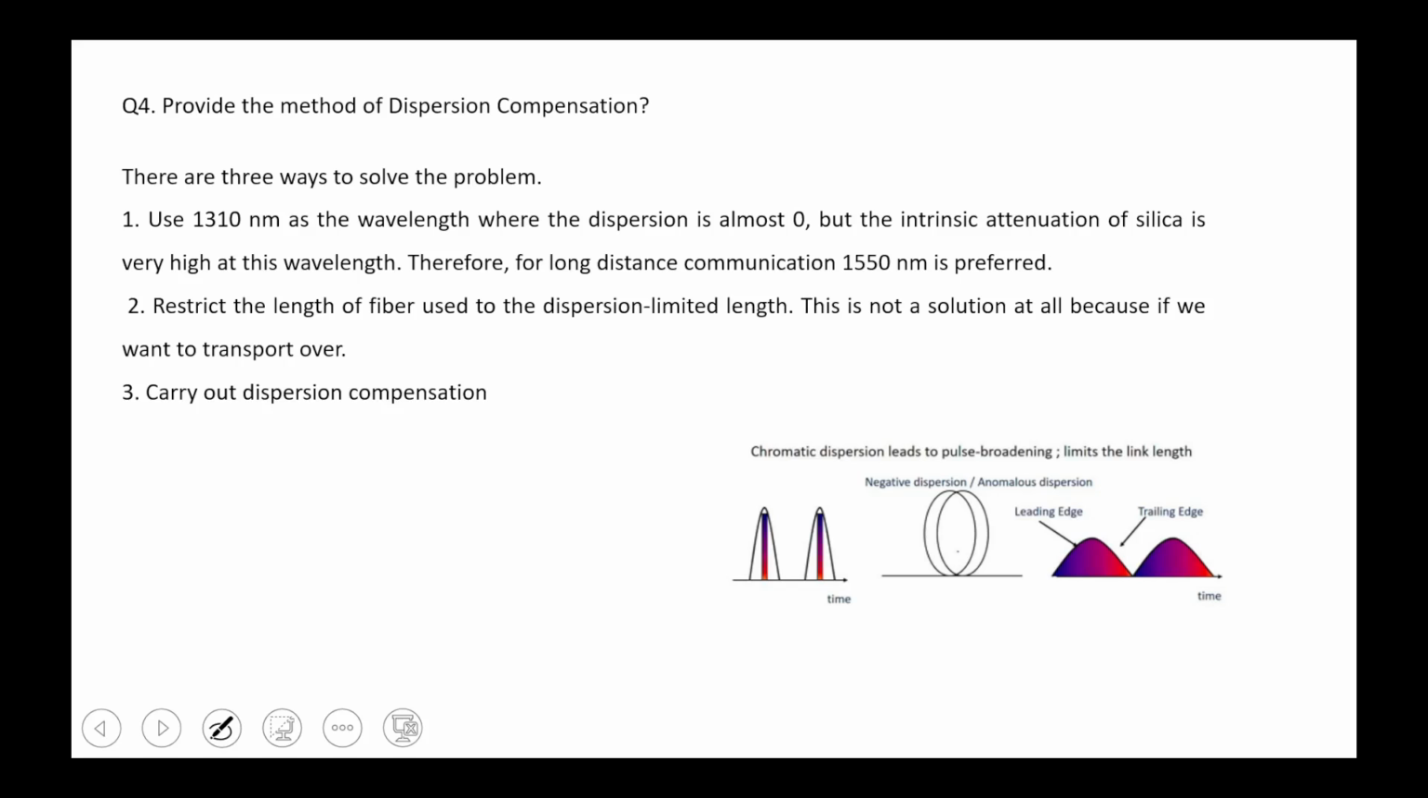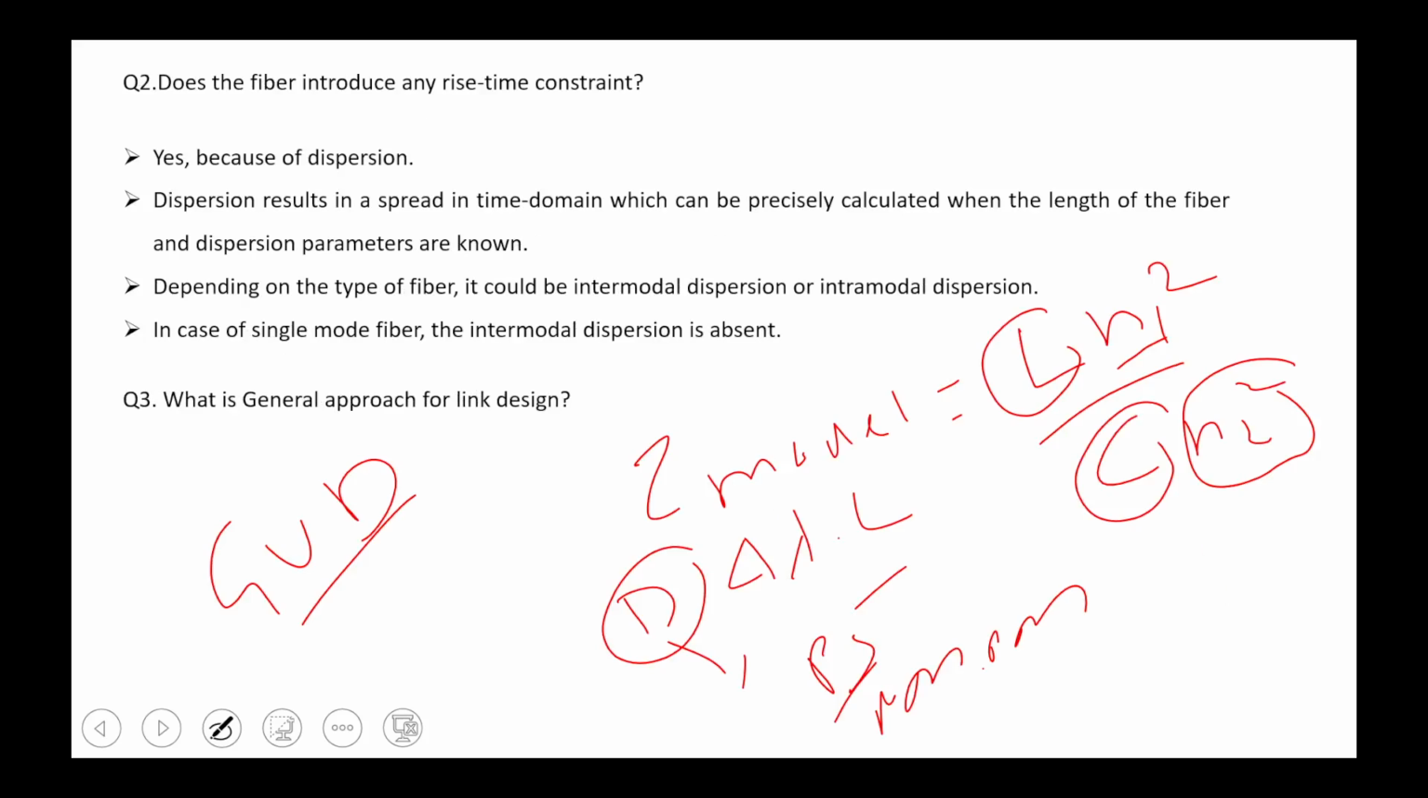How can dispersion compensation be done in the fiber? Can anyone tell me?